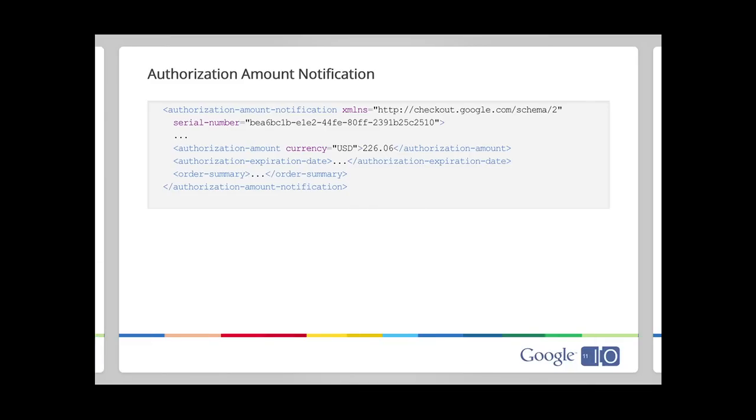Next, we have the authorization amount notification. And what this contains is information about the total amount that's been authorized for charge and when it'll expire. The order summary contains a copy of the new order notification, and you can use it to quickly pull order information without making a query to your database.